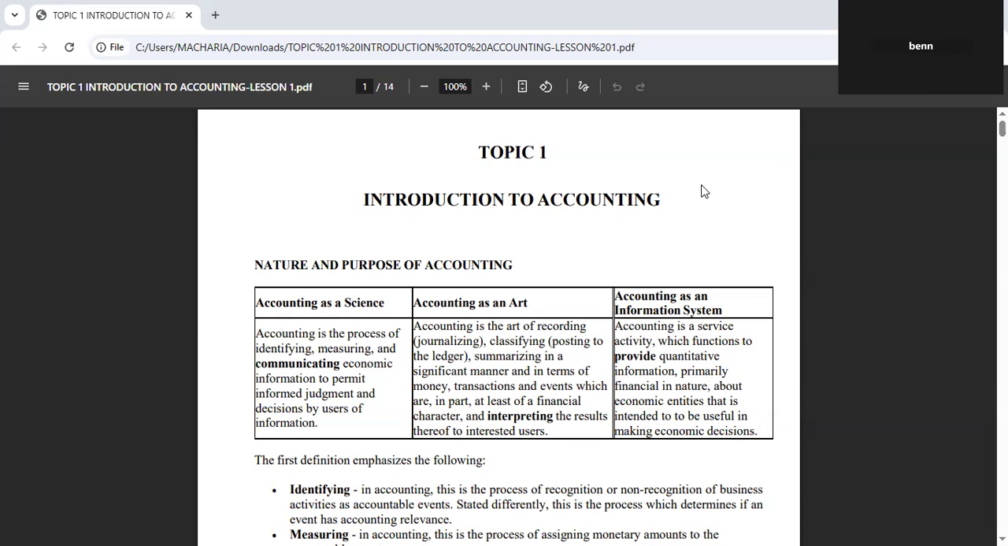It is Introduction to Financial Accounting, and this being our first lesson, we shall look at the basics on this course. For a start, we ask ourselves, what is the nature and purpose of accounting?